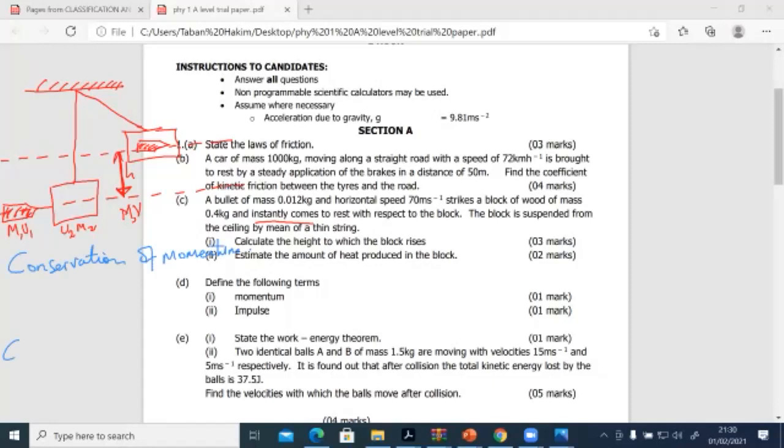So we're using the conservation of momentum and then the conservation of mechanical energy. When you're dealing with questions concerning the ballistic pendulum, any question, always look at these two principles here. What does the principle of conservation of momentum say? How do we state it? Anyone to remind us?